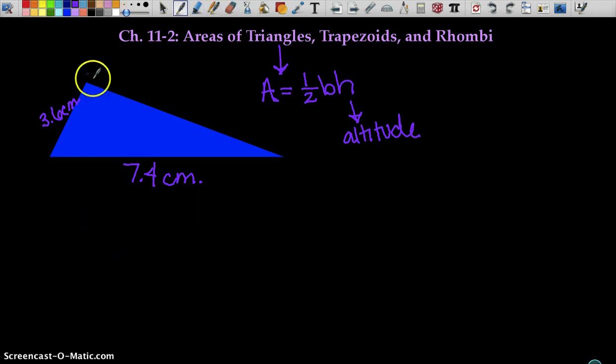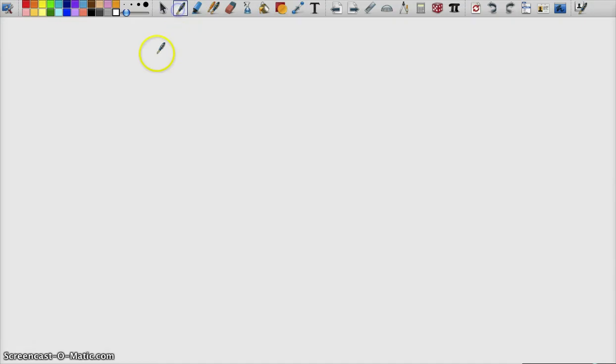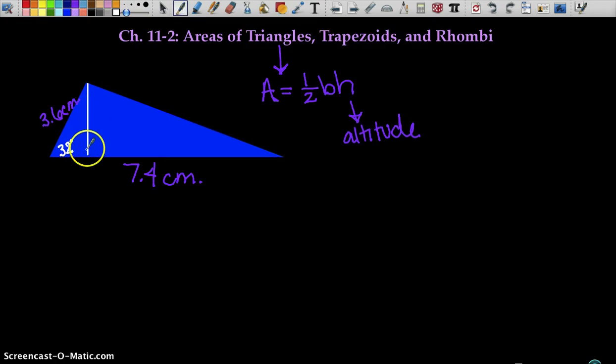In most cases it will be given to you. In some cases it won't be given to you. So let's say we know that this is a 32-degree angle. Well, it's not a special right triangle, so we draw in our height. Okay, we draw that in. It's not a special right triangle. However, we can use sine, cosine, and tangent to find out our measurements.